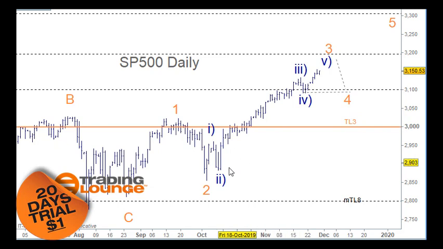So we can see that wave 3 here has got the extension in it. That normally means that wave 1 here and wave 5 will be roughly the same. Still looking a little bit short at this point, but let's go in and have a look at it.